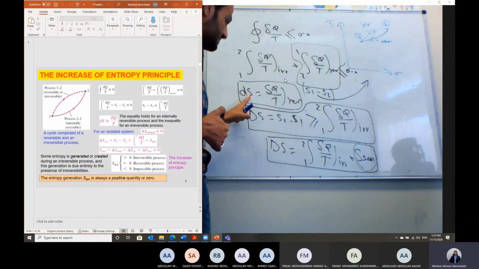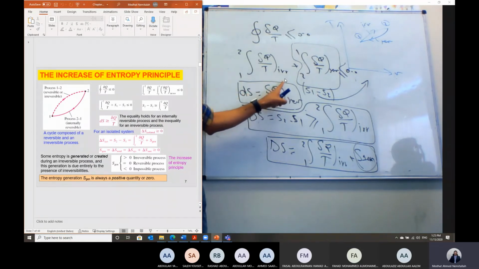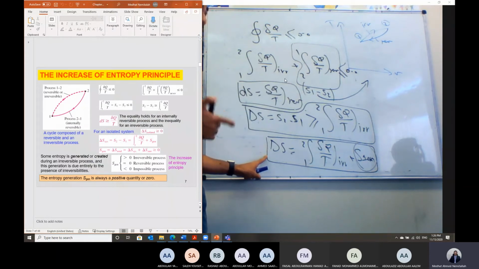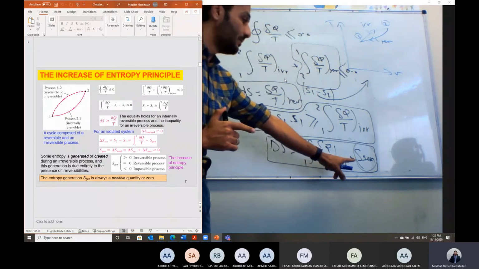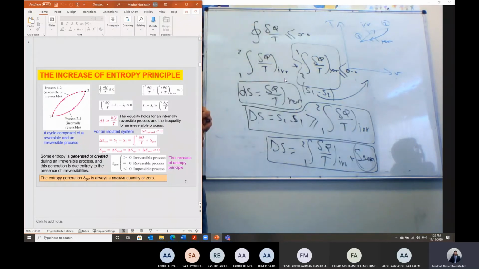But in case this process is reversible, delta S will only equal the heat transfer to the system divided by T, if the process is reversible. But due to irreversibilities, delta S for the irreversible process will equal the integration of delta Q over T plus the entropy generated from this system. Okay, Shabab? Is that clear, Shabab?